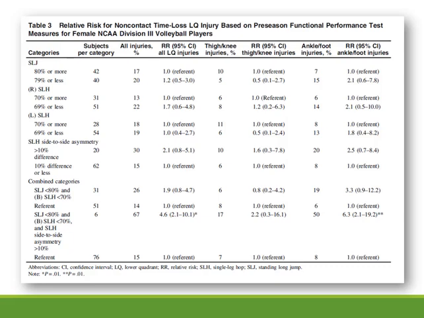So what did I find? If we look at this here, if an individual had a standing long jump less than 80% of their height, both of their single leg hops were less than 70% of their height, and there was a single leg hop side to side asymmetry in hop distance greater than 10%, those individuals had a 4 times greater risk of any non-contact lower quadrant injury during the season, and a 6 times greater risk of a non-contact ankle or foot injury.